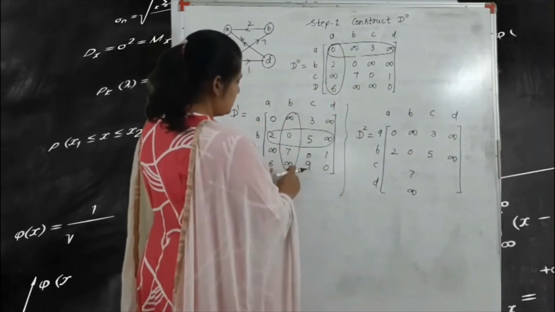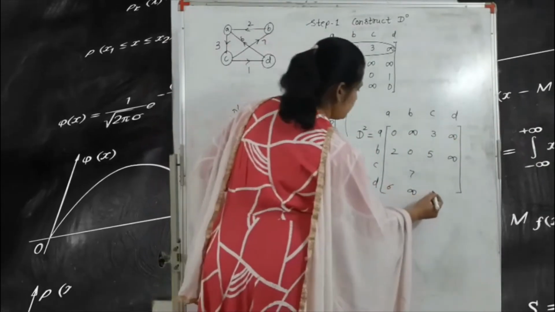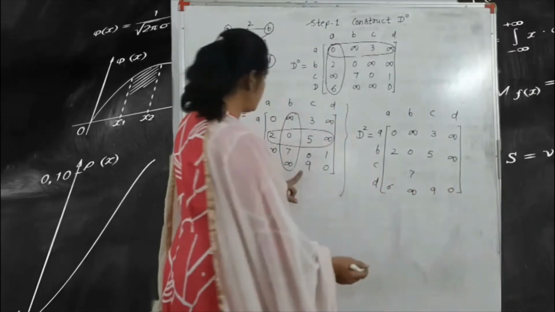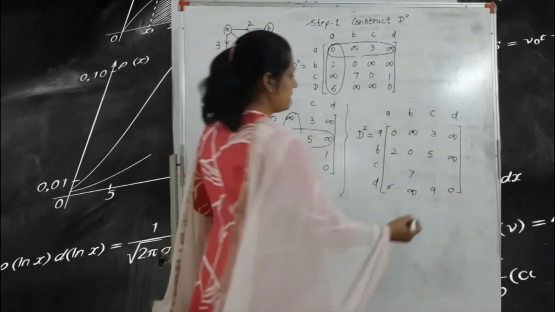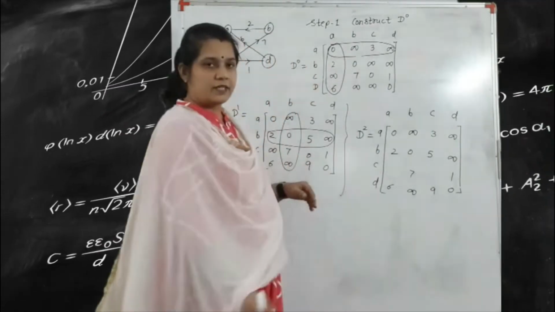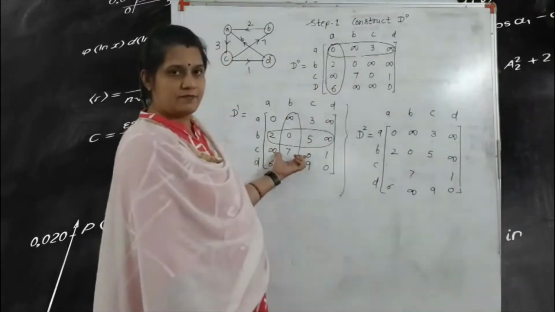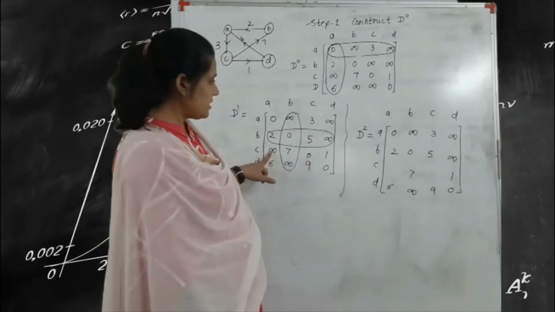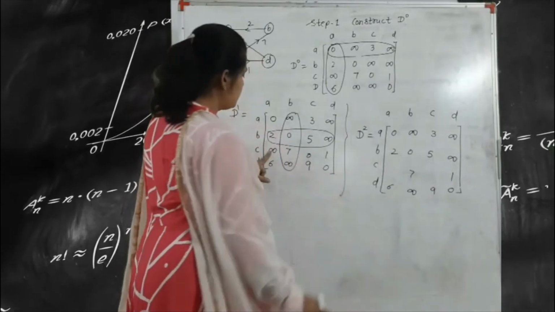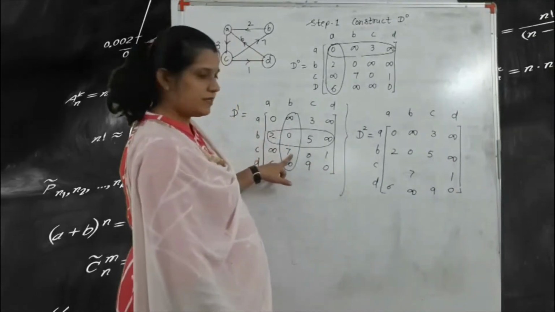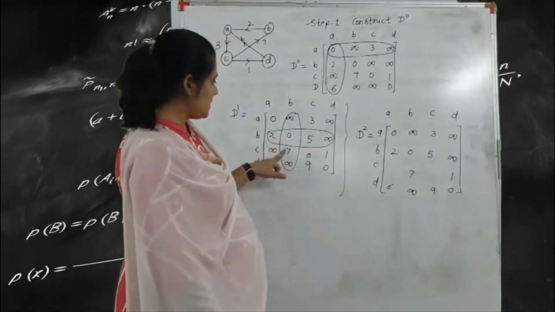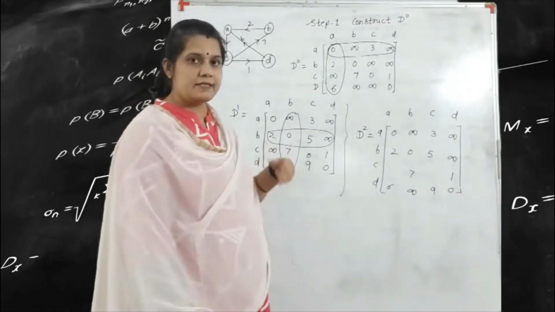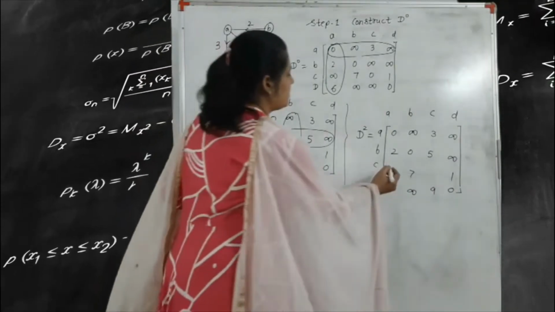According to this, 6, infinite, 9, 0. Okay, and this, infinite, infinite, 1, 0. So again we find only two values. According to this infinite place, see here 2 and 7 are the highlighted values. So 2 plus 7 equals 9, and 9 is less than infinite, so we write here 9.